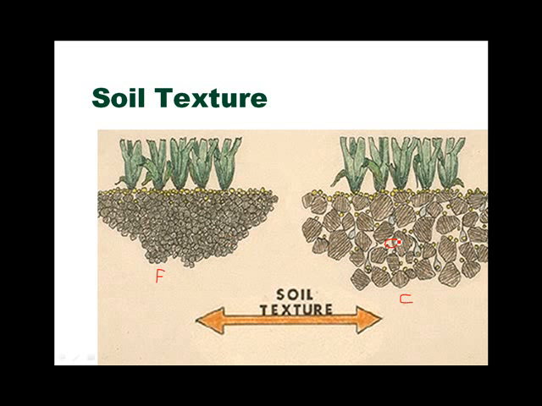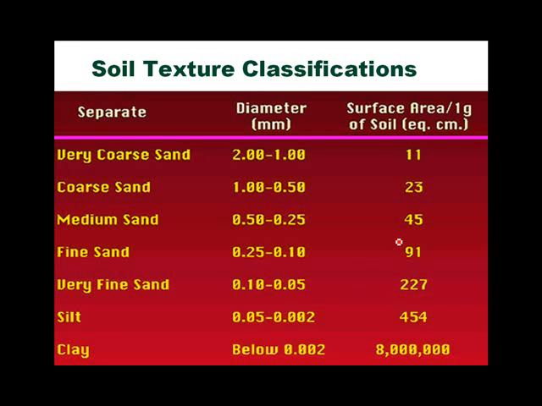I'm not going to dwell on this very long. You can look at it. It's important to know that as the diameter of the particle size goes down, the surface area for the same square area goes up. So clay is going to have a diameter below 0.002 millimeters, but it's going to have 8 million centimeters squared of surface area in 1 gram. And 1 gram is about the weight of a paperclip.